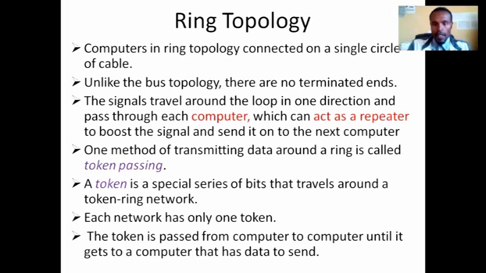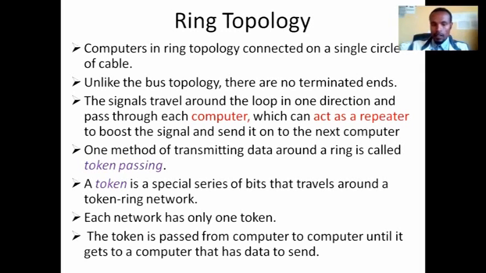Unlike the bus topology, there are no terminated ends. Signals travel around the loop in one direction and pass through each computer, which can act as a repeater to boost the signal and send it on to the next computer. One method of transmitting data around the ring is called token passing. This token passing carries the data sent from one computer to reach the other node or computer, so we call it token passing.